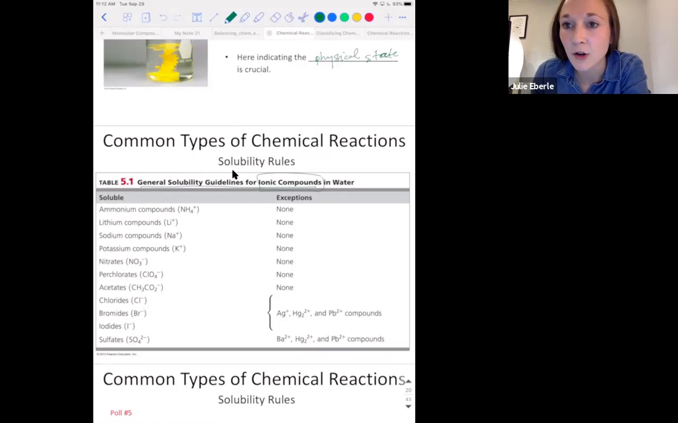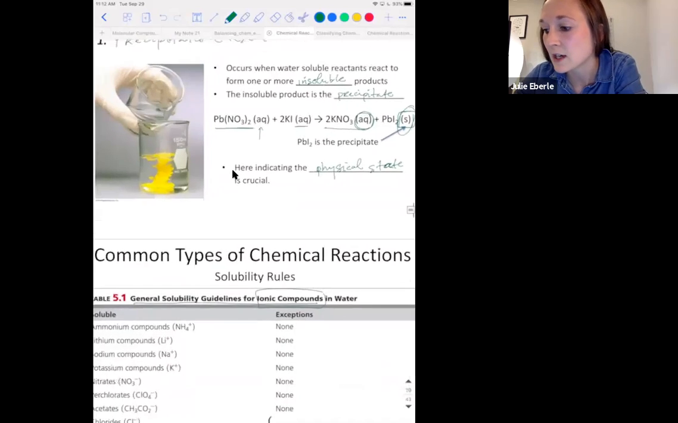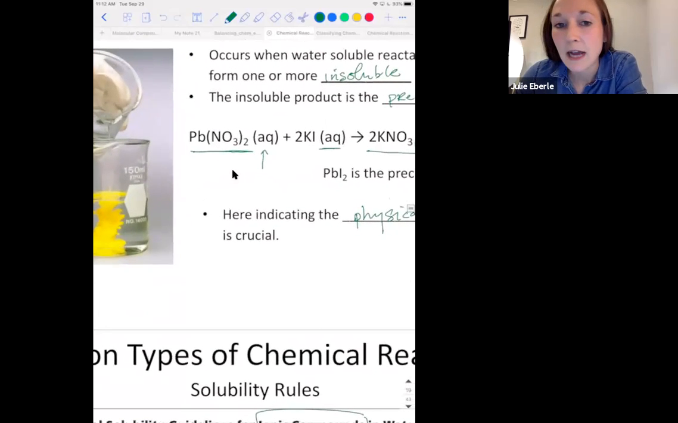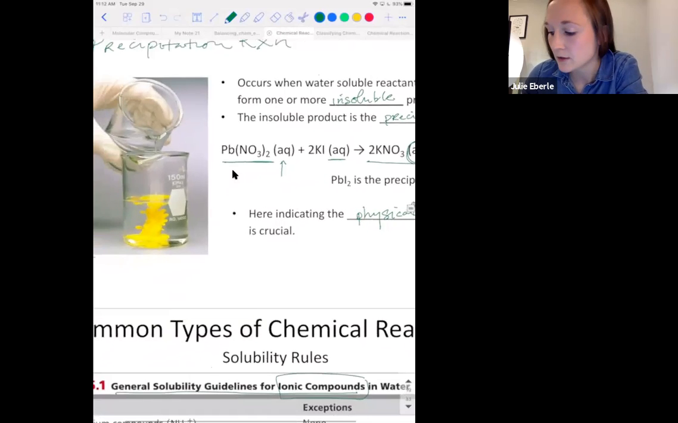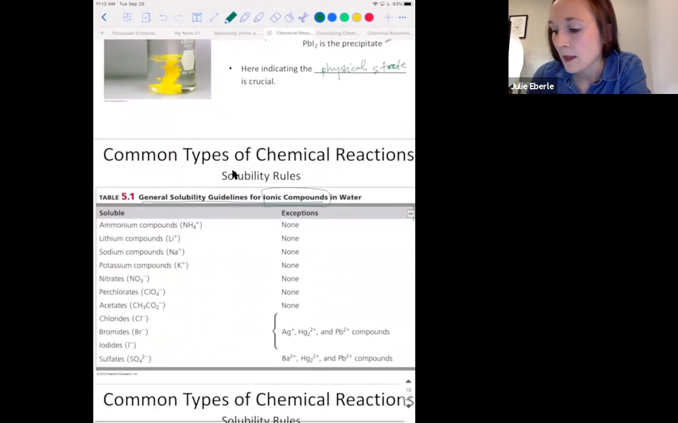So we're not talking about covalent compounds here, we're talking about cations and anions. In fact, if you look up at this reaction, both of these reactants are ionic compounds. That's a pretty good indicator too that you're going to have a precipitation reaction, usually between two ionic compounds. Okay, so let's look at these solubility rules.